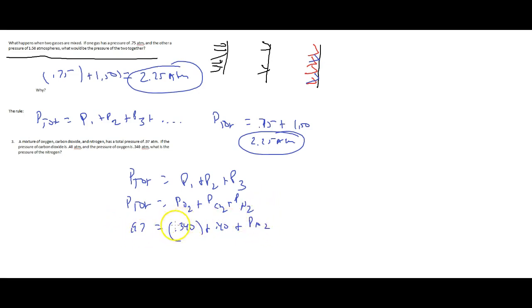So I do a little bit of math, and I combine like terms. I get 0.97 is equal to 0.74, my bad, 0.74 plus pressure of nitrogen gas. Move that to the other side, I subtract both sides by 0.74, and I get 0.22 atmospheres is the pressure of my nitrogen gas.